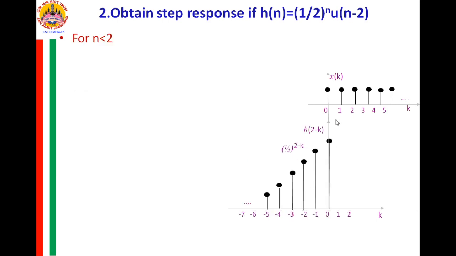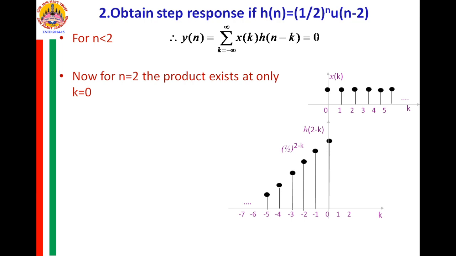Now we observe here that for n less than 2 our product is 0, and for n equal to 2 the product exists at only k equal to 0. So the overlap is for the sample at k equal to 0. So the product exists at only k equal to 0. So the summation becomes, varying from 0 to 0, x[k] into h[2 minus k].